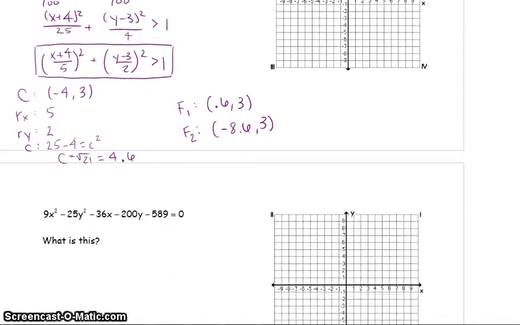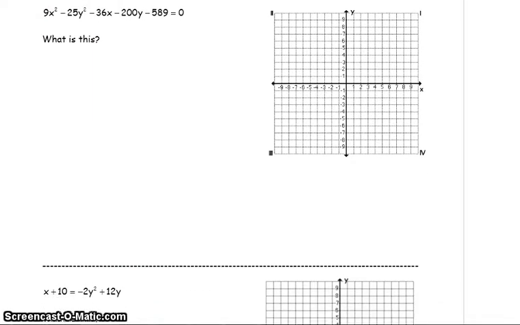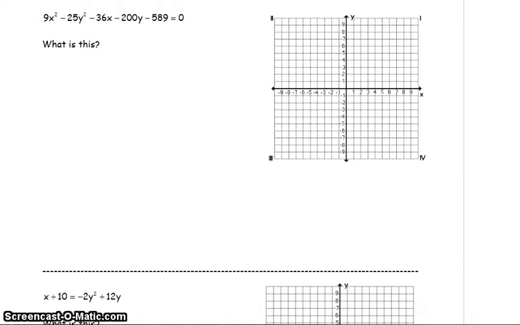Okay, let's try this next one here. So first step is to figure out what this is. So we look, oh, we have an x squared, y squared. That would make it a circle, ellipse, or hyperbola. But since these are different, that would make it either an ellipse or a hyperbola. But since there's that minus sign there, that is what makes it a hyperbola.